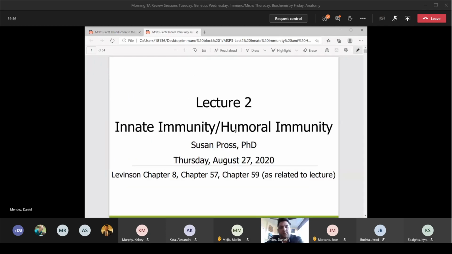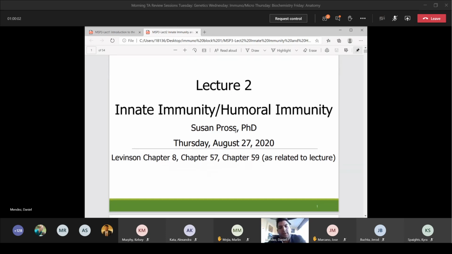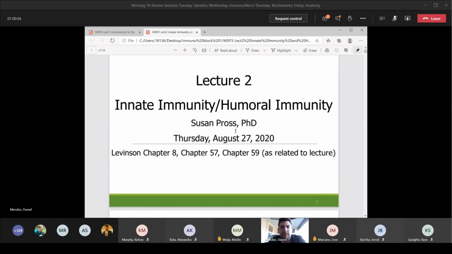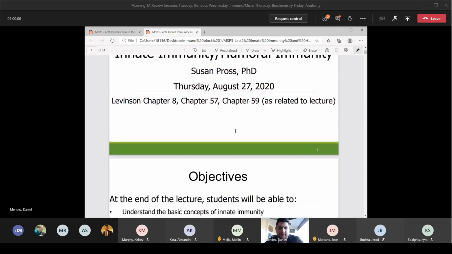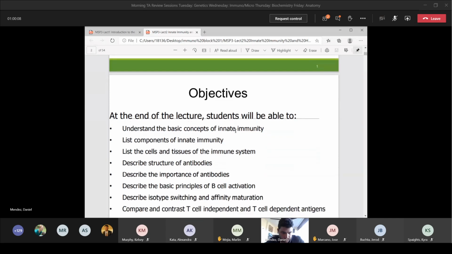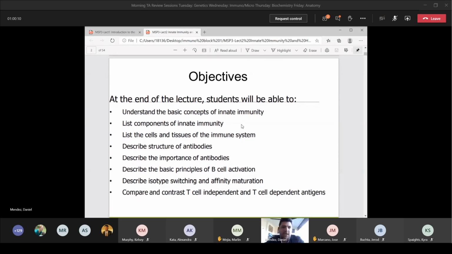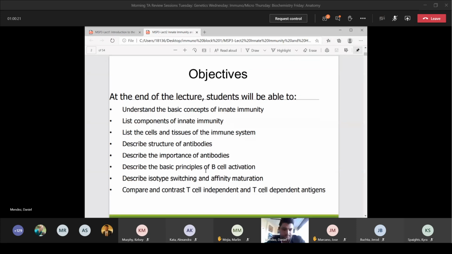All right, so lecture 2. Once again, lecture 2 is a little bit of a review for most people. A lot of this stuff will be review until you get into viruses and bacteria, which will be the end of this block. So the objectives, I can't stress it enough, really create your study strategies based around these objectives. This is what they will test on. This is what they're allowed to test on. And this is the focus of the lecture.